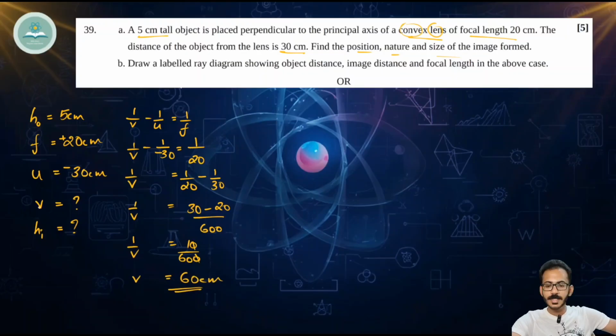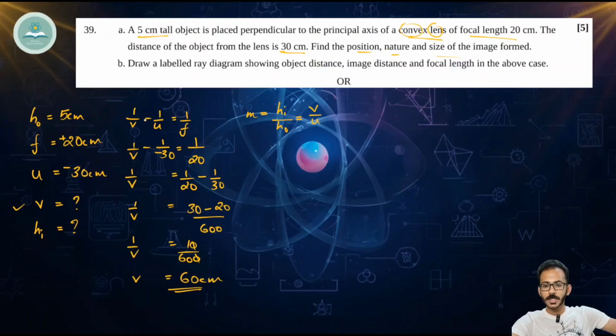Now v is already found out. Now we have to find out the height of the image. Height of the object is already given. To find that, we have a relation connecting all three. That is, magnification is equal to height of the image divided by height of the object. That is equal to, this is a lens. In the lens formula, minus is coming, so in magnification, the minus will not come. So it is v by u.